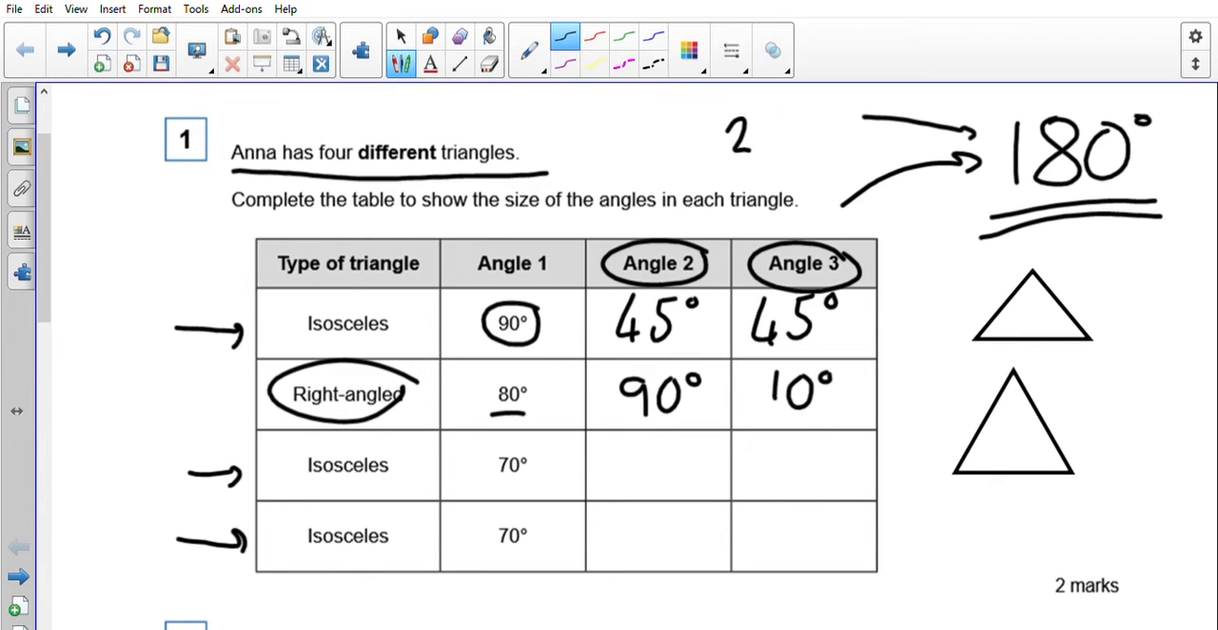Again, coming back to my key fact here of 180 degrees in a triangle, I know that what I'm going to have to do is subtract my 70 from my 180, give me 110, and then I'm going to have to share that between my other 2 angles, between angle 2 and angle 3. So 110 divided by 2 is going to give me 55 degrees for each of these.